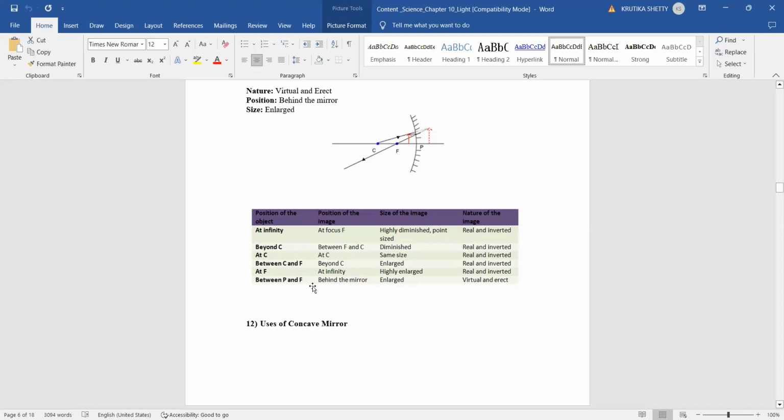In 5 cases, it is real and inverted. Only for the last case, it is virtual and erect. So very simple to remember. First and fourth are reversal. Second and fifth are reversal. At C, very simple one. You need to practice only the 6th condition. Yes.